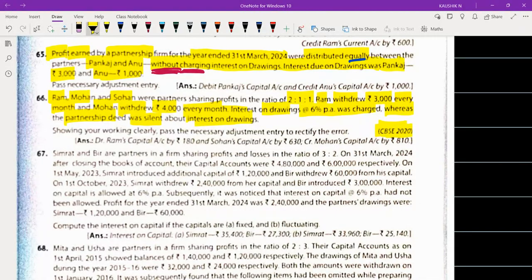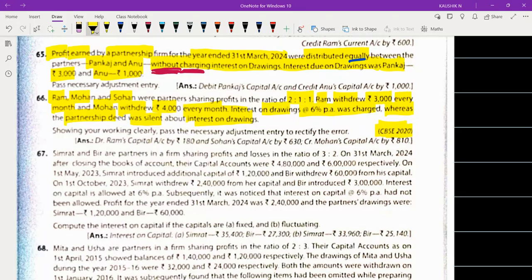என்ன பண்ணிருக்கு நல்லா கொஞ்சம் பாரு. கொஸ்டின் நல்லா கொஞ்சம் பாரு. They have withdrawn an amount of rupees 3000 by one partner every month and another partner 4000 every month. Interest on drawings at the rate of 6% per annum was charged. அப்படின்னா என்ன அர்த்தம்? Interest on drawings at 6% was charged என்ன மீனிங் இருக்கு?